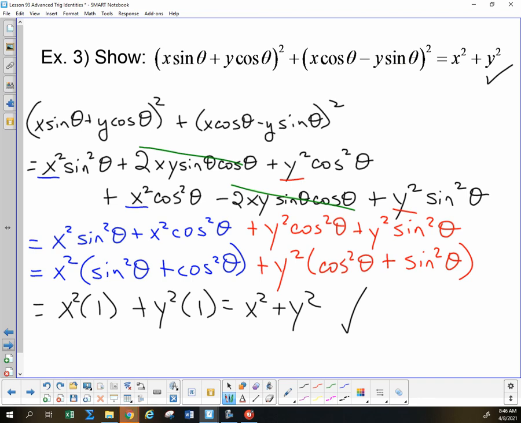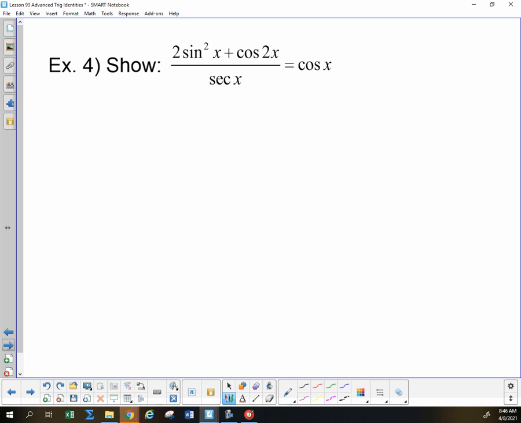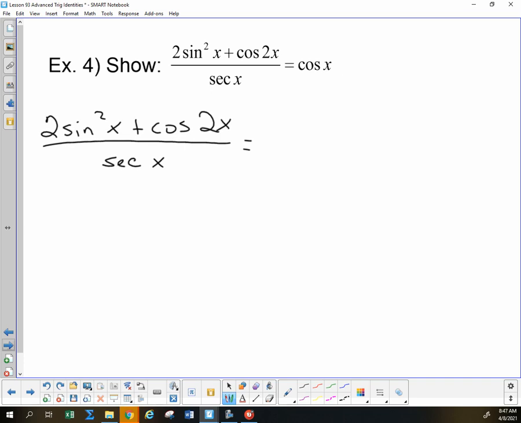And one last one for today, and then we're done with all our new material. And this one really isn't that bad to try to do. So let's start off, that left side's longer, let's start off with it. So copy it down, don't change anything yet. Sine squared x plus cosine 2x over secant x. Give me an idea of what to do next.